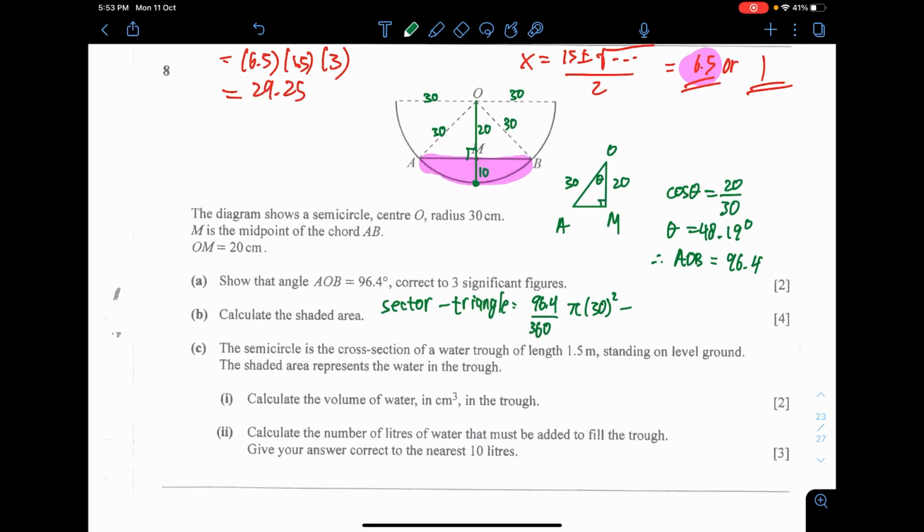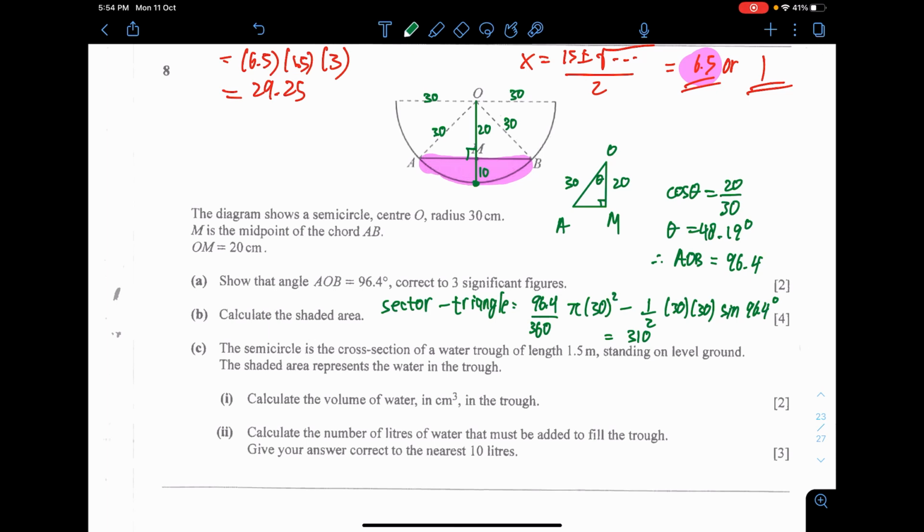You can find the base of AB first. Then the height of the triangle is 20. Then you use half times base times height. But I will not do that. I don't prefer that. Just use the angle, easier. Half times a times b times sine C. The angle is 96.4. Get the number done and you will get around 310. Just calculation here, should be easy.